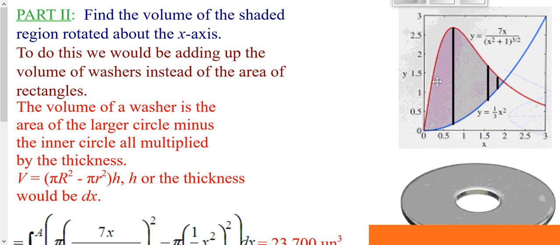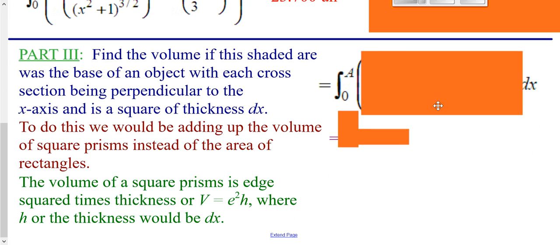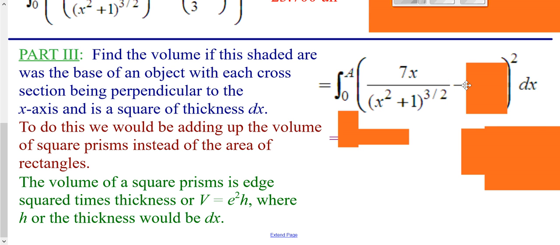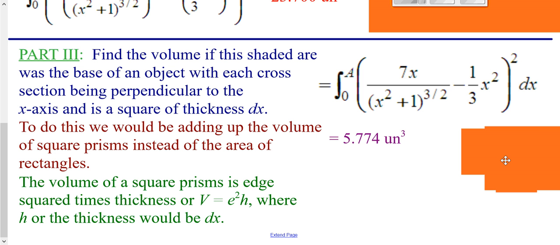Well, our edge goes from the red down to the blue. In other words, it's the red minus the blue for the edge of your square, and because it's a square, we then have to square it. So we take the red function minus the blue function, and then square that whole thing. If you type that all in, then you would get this shape here. So that's a quick extension. We're going to be doing more of this in the rest of the chapter, but I just thought I'd do a little bit of an extension here for you.